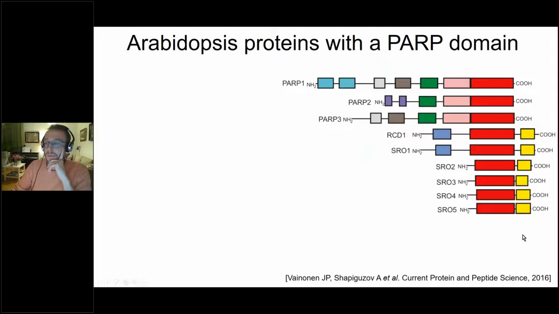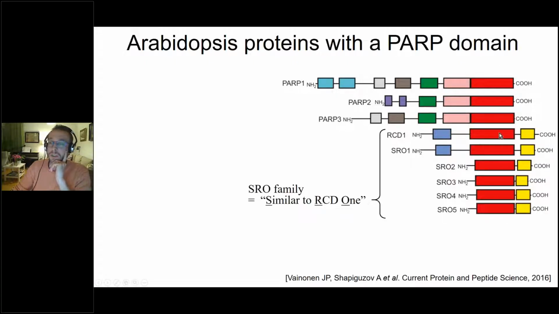This is the set of all proteins in Arabidopsis that contain this PARP domain. So on the top, there are these enzymes that are active PAR polymerases. And here on the bottom, we see the proteins that also have the PARP-like domain, but they are lacking the three crucial amino acid residues in the active center. So they are considered to be inactive PAR polymerases.